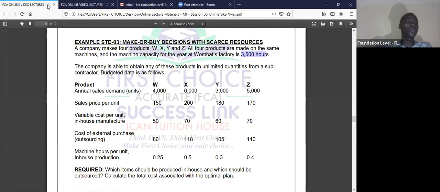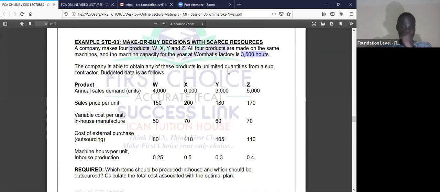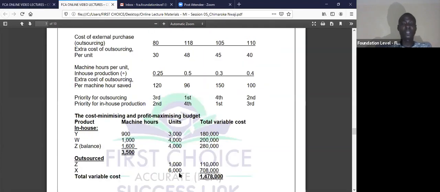So what we will now do is to add up these two that we found. 900 plus 1,000 gives me 1,900. What's the difference between 1,900 and 3,500? It's 1,600. So what do we do? How do we know that this Z cannot take 1,600? All we need to do is look for Z. Z is supposed to be 5,000.